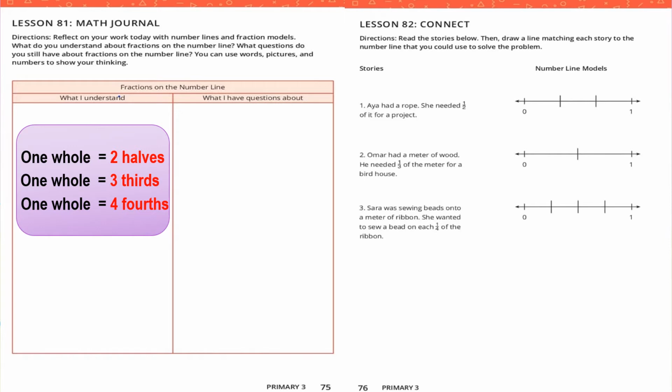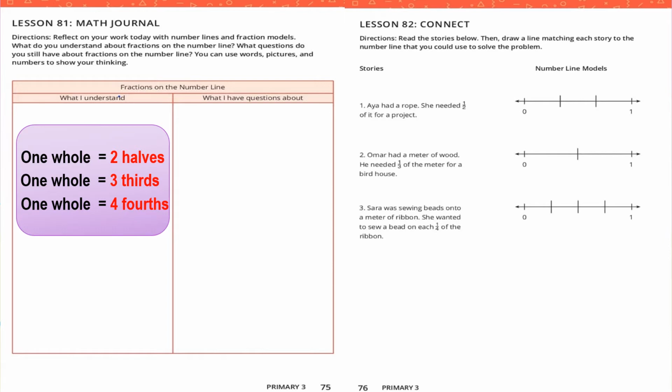The next page, lesson 82, the connect part. Here we have stories and number lines. We want to match each story with its number line. Number 1. Aya had a rope. She needed one half of it for a project. The first step here, our fraction is 1 over 2.